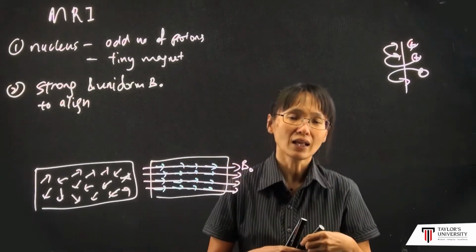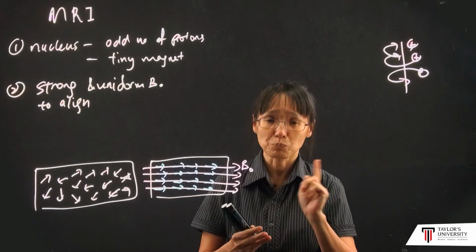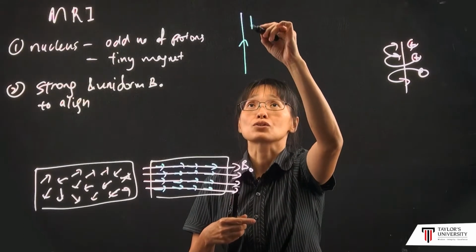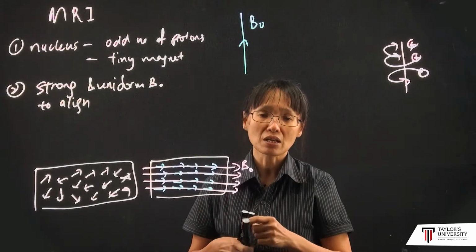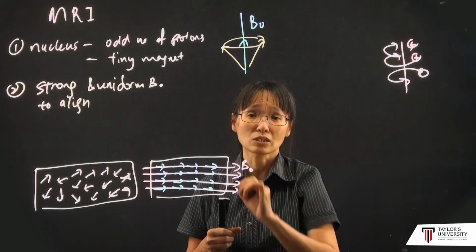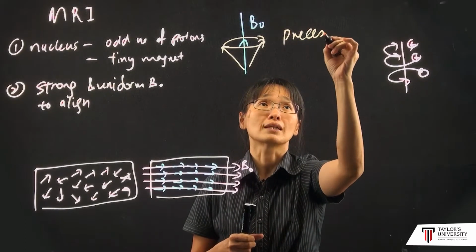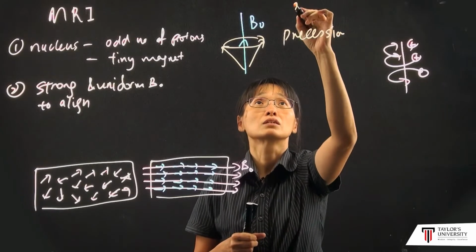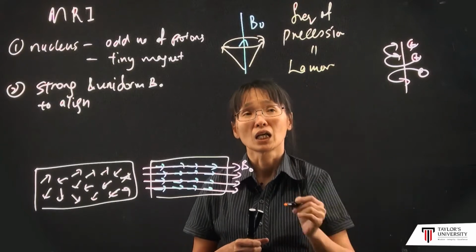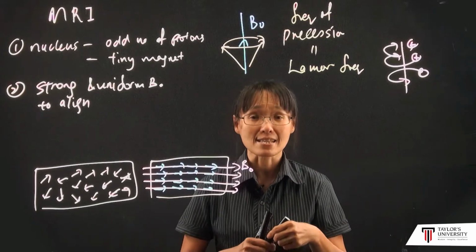Okay. And when they align themselves according to the strong magnetic field, they are not just aligned and then stop. They will be spinning around the axis of the strong magnetic field. So this is a strong magnetic field, and all these tiny magnets will be spinning around the axis of the external magnetic field. And this motion is called precession. And the frequency of precession is called the Larmor frequency. So the Larmor frequency is actually the frequency of resonance.